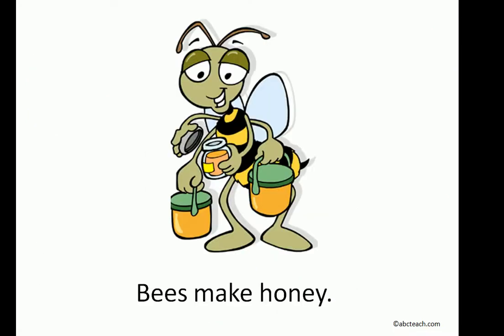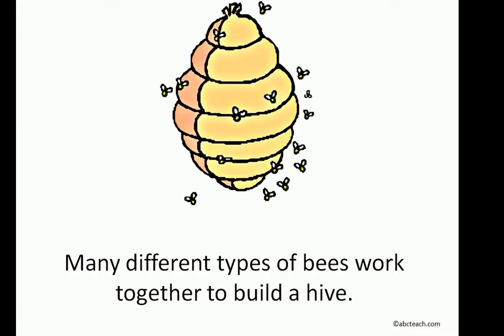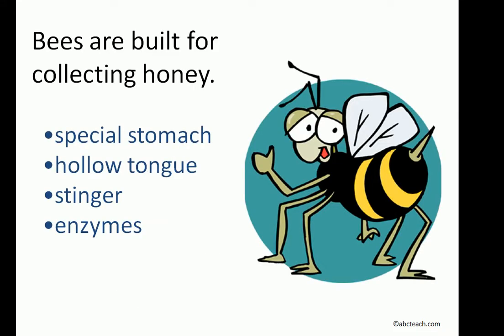Firstly, we discuss the collector bees. The collector bees make the honey. The main function of these bees is to collect the honey and store it very well. Then different types of bees work together to build the hive, that means the housekeeping bees. The bees also collect honey, and they have a specialized stomach, hollow tongue, stinger and enzymes. This is the speciality of these different bees.